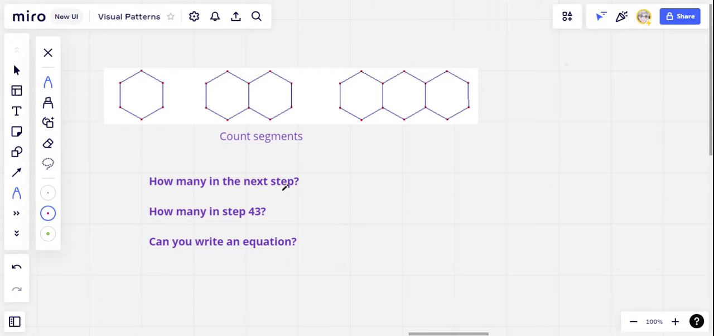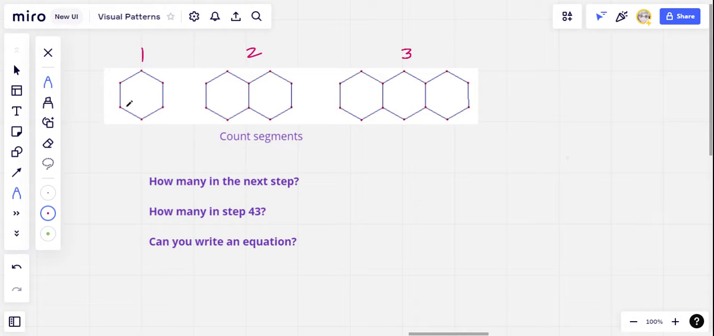So if you choose to take this challenge, you'll need to find out how many line segments are in the next step, step 4, and then how many in step 43, and come up with an equation that you could use to model how many line segments are in any step at all. So I'm just going to number the steps. If you choose to take this challenge, pause the video, see if you can figure it out.